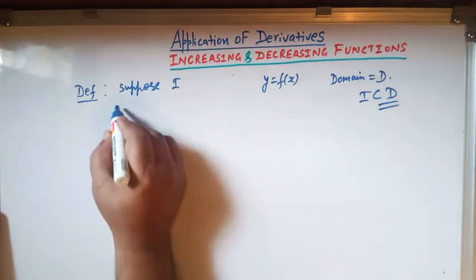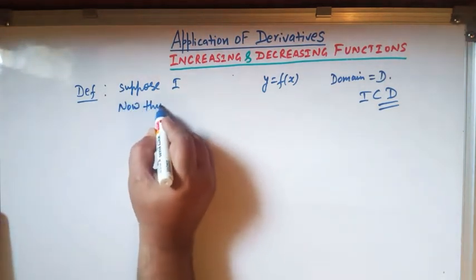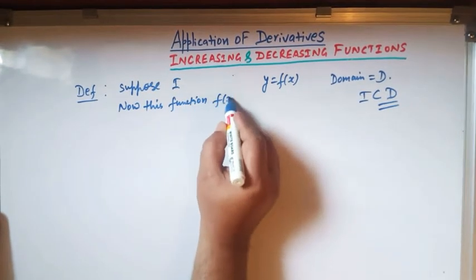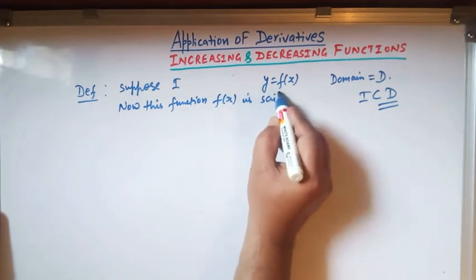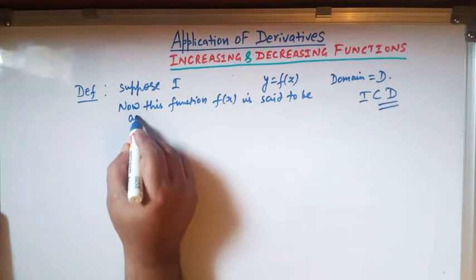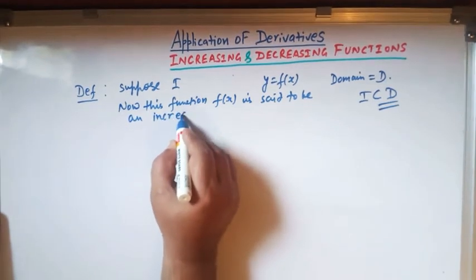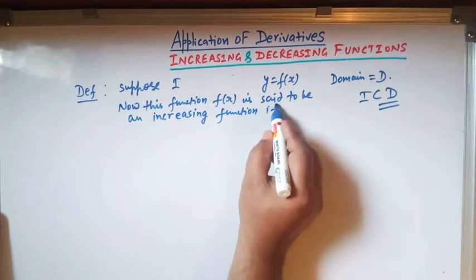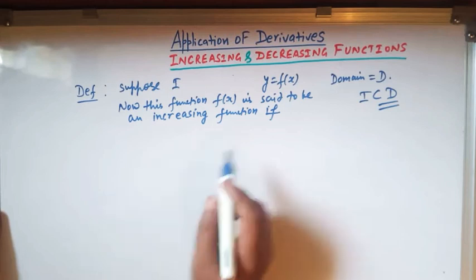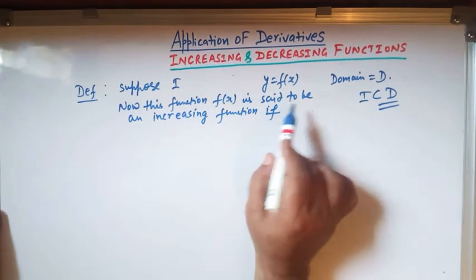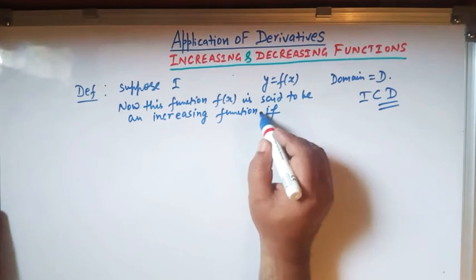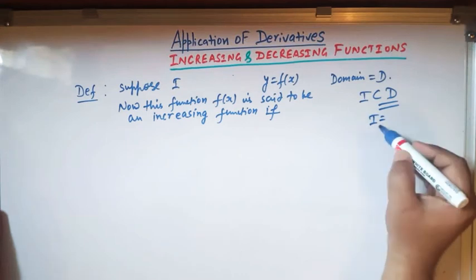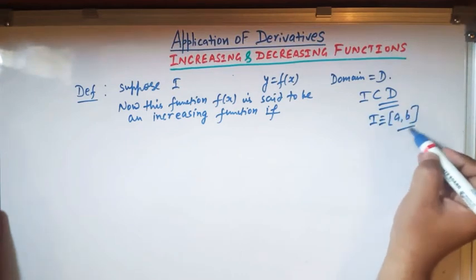Now this function f(x) is said to be an increasing function, if, now this function f(x) is said to be an increasing function on this interval I, where maybe we can take I as this interval.